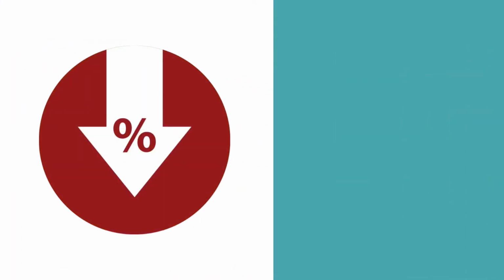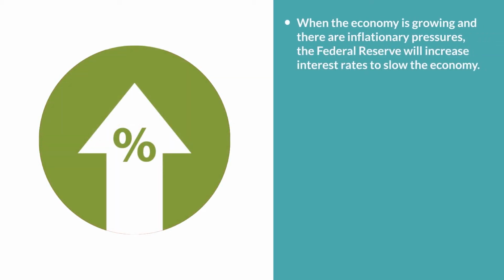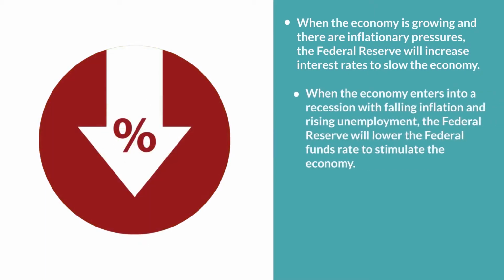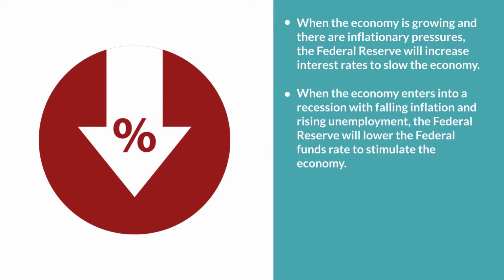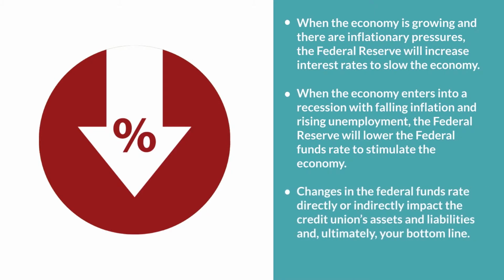Our economy goes through interest rate cycles. When the economy is growing and there are inflationary pressures, the Federal Reserve will increase interest rates to slow the economy. When the economy enters into a recession with falling inflation and rising unemployment, the Federal Reserve will lower the Fed funds rate to stimulate the economy. Changes in the federal funds rate directly or indirectly impact the credit union's assets and liabilities, and ultimately your bottom line. As a result, credit unions have an ever-present need for measuring and monitoring interest rate risk.